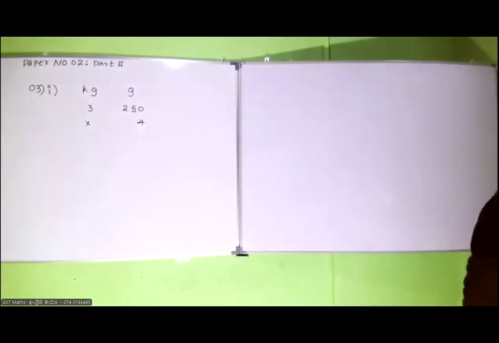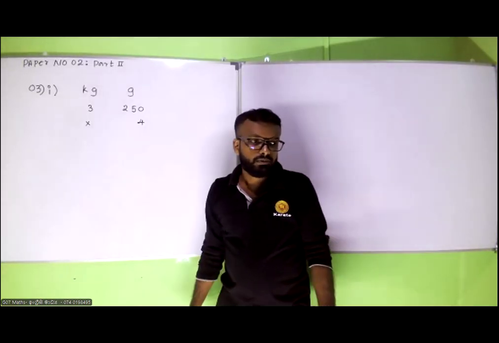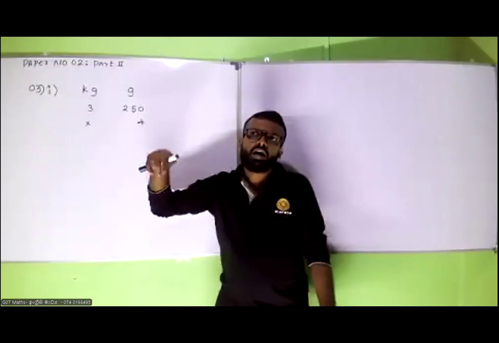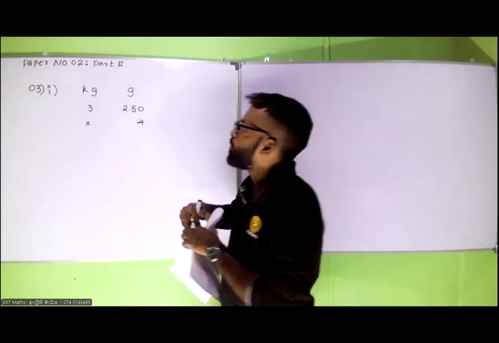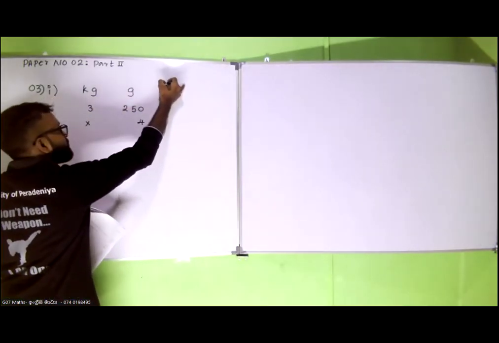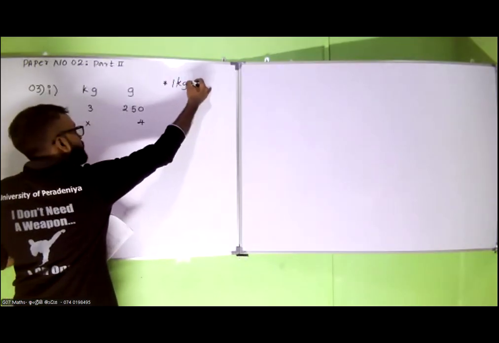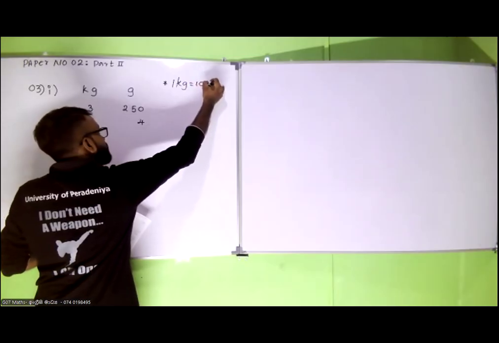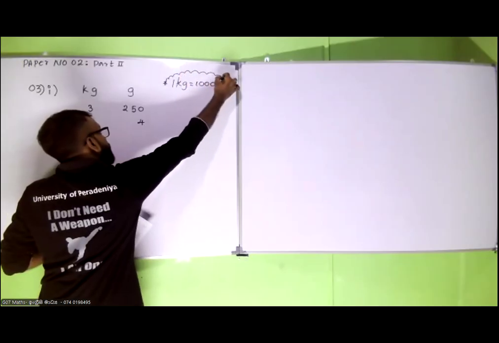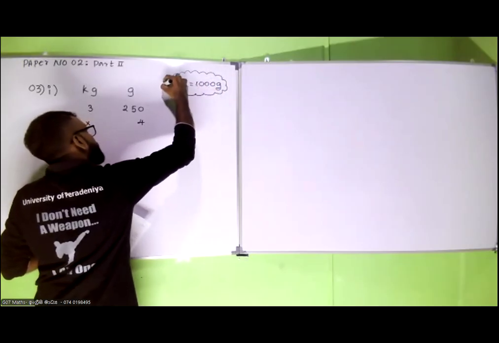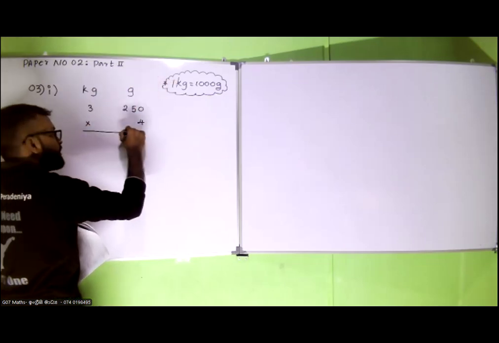Put it in the chat. 1,000. Yeah, super. There are 1,000 grams for 1 kilogram. So keep that in your mind. I will write it here so that you can remember it: 1 kilogram equals 1,000 grams. Sometimes it will be needed for this.